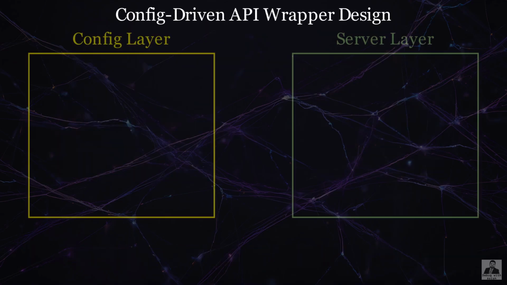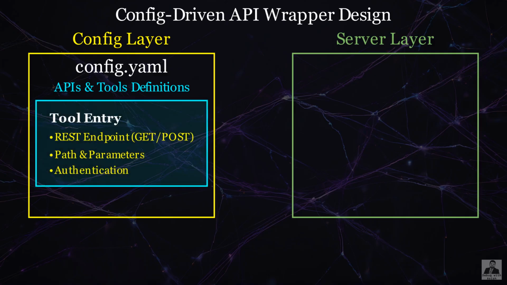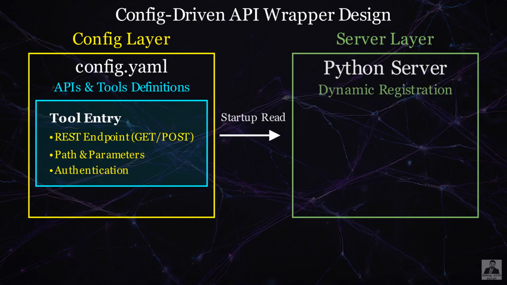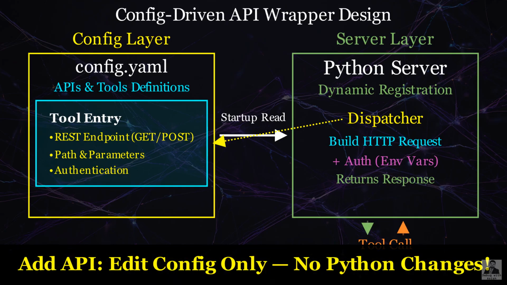The design has two layers. A config file defines every API and its tools. Each tool entry maps to one REST endpoint and describes the method, path, parameters, and authentication. The Python server reads this config at startup and dynamically registers the tools. When a tool call arrives, the dispatcher looks up the config entry for that tool name, builds the HTTP request, injects the auth headers from environment variables, and returns the response. No Python changes needed when you add a new API.